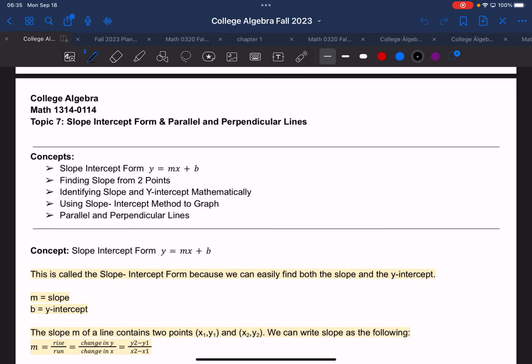Okay, so starting topic 7. Topic 7 is slope-intercept form and parallel and perpendicular lines.